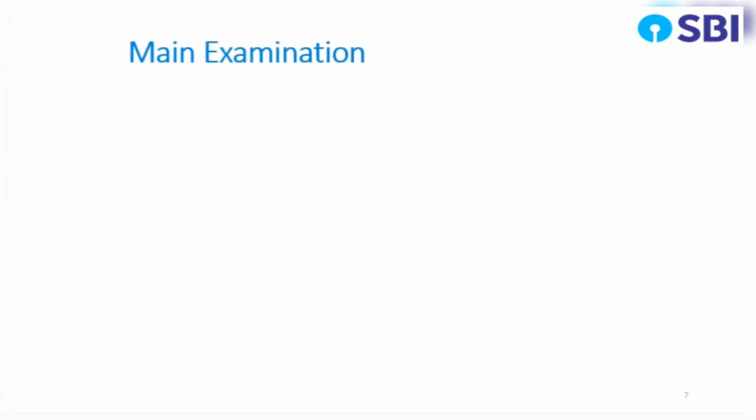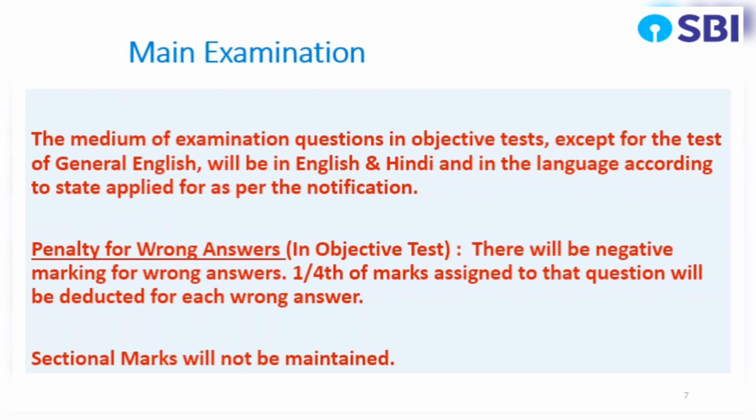Examination. The medium of examination question in objective test except for the test of general English will be in English and Hindi and in language according to state applied for as per the notification. Penalty for wrong answers in objective test. There will be negative marking for wrong answers. 1/4 marks assigned to that question will be deducted for each wrong answer. Sectional marks will not be maintained.